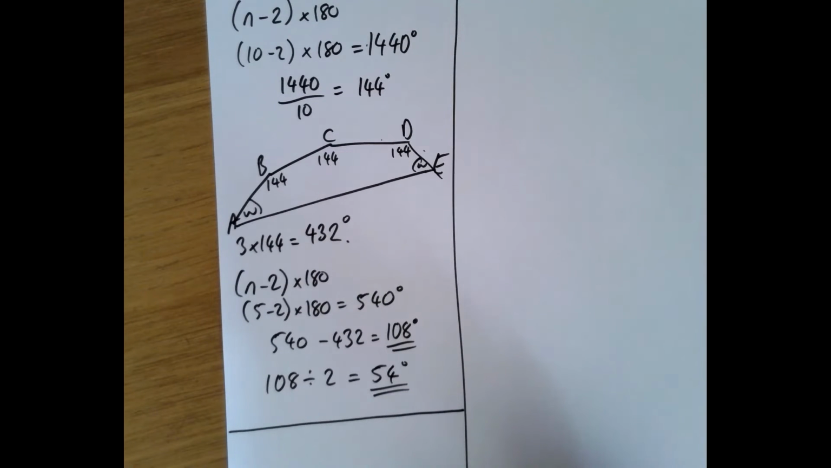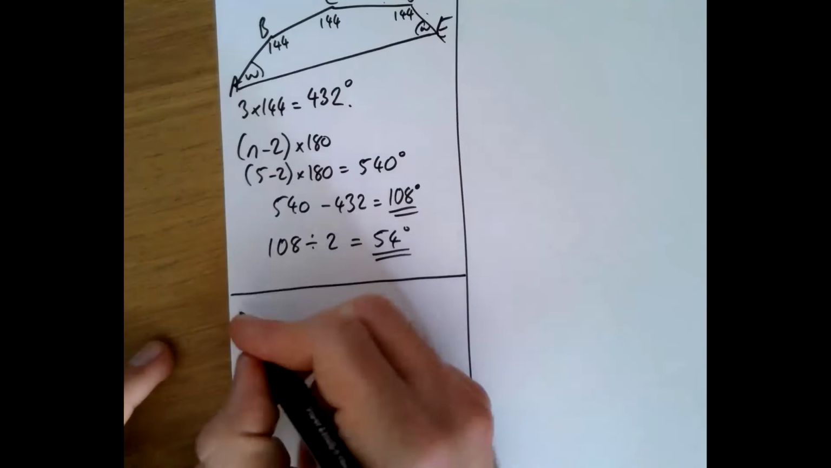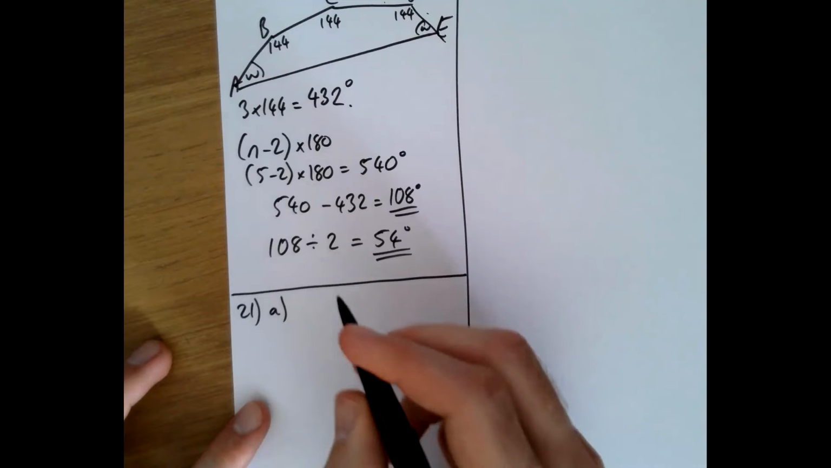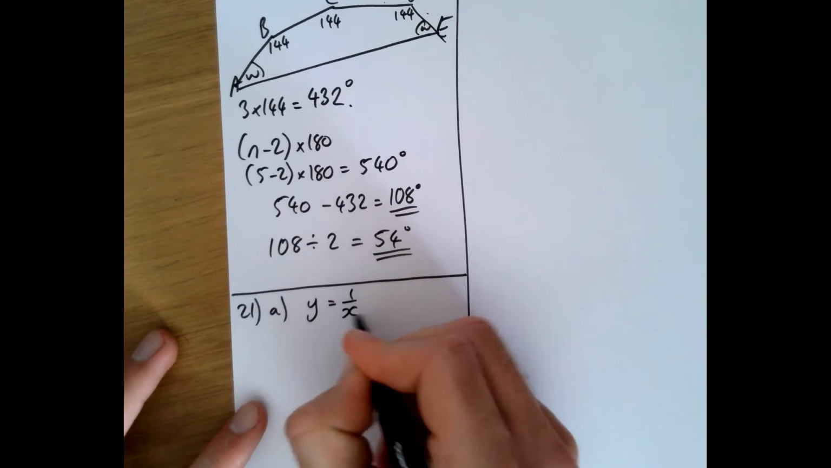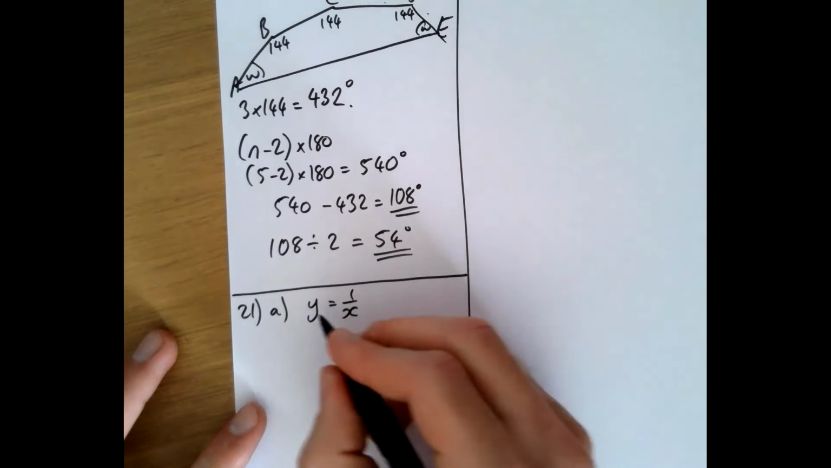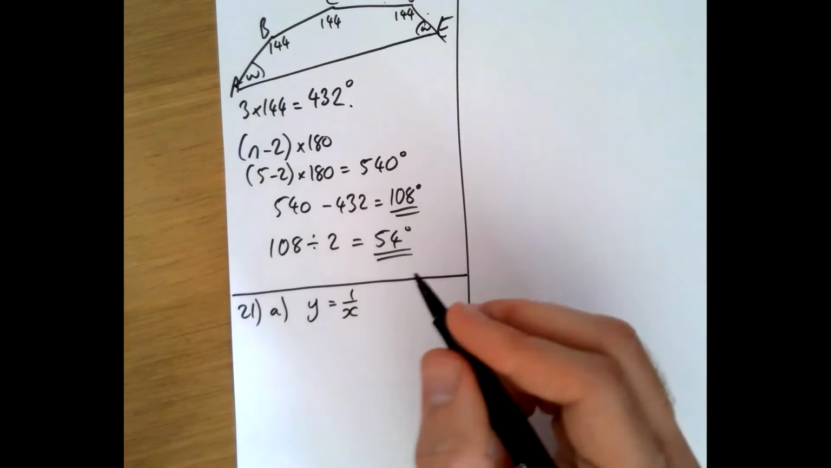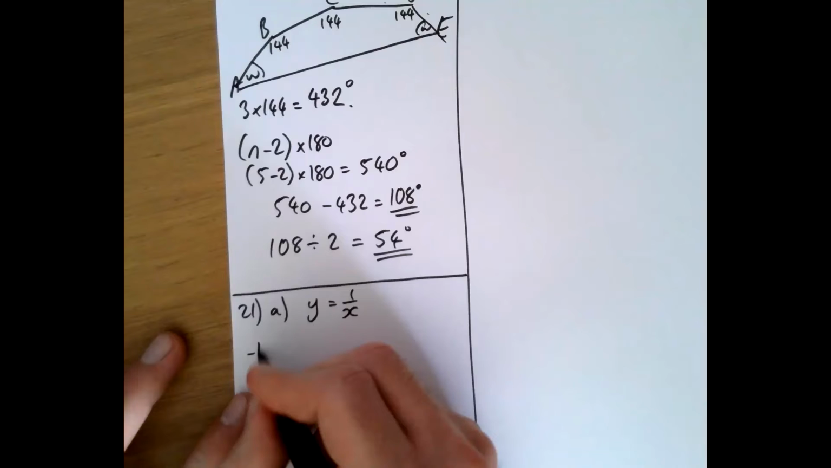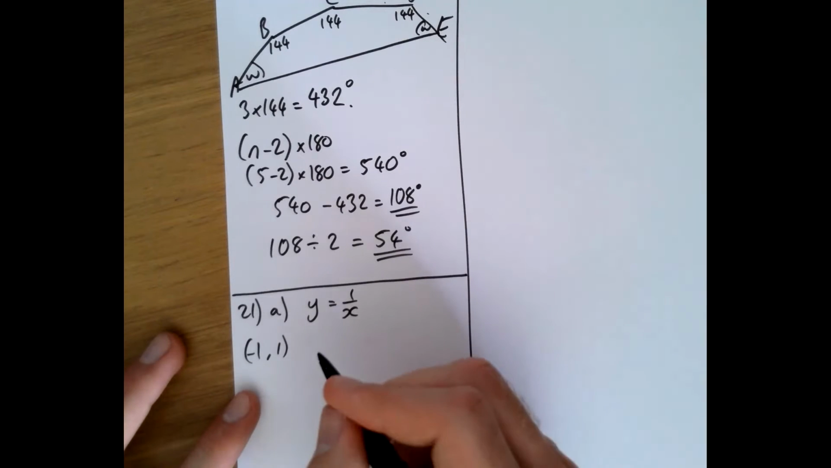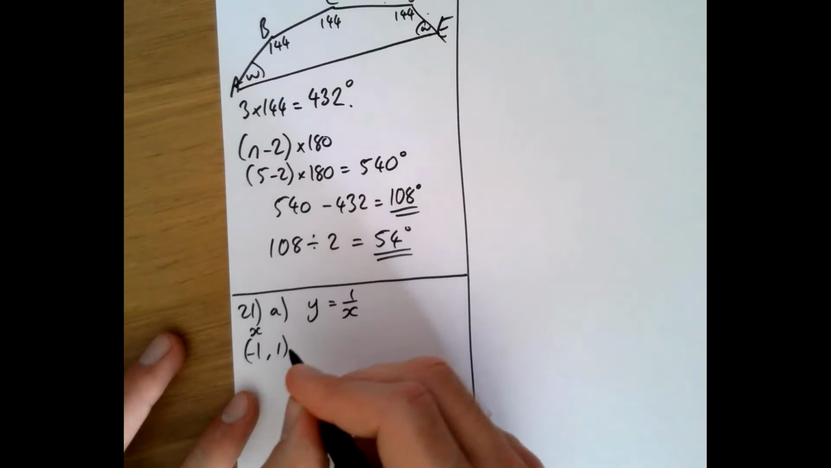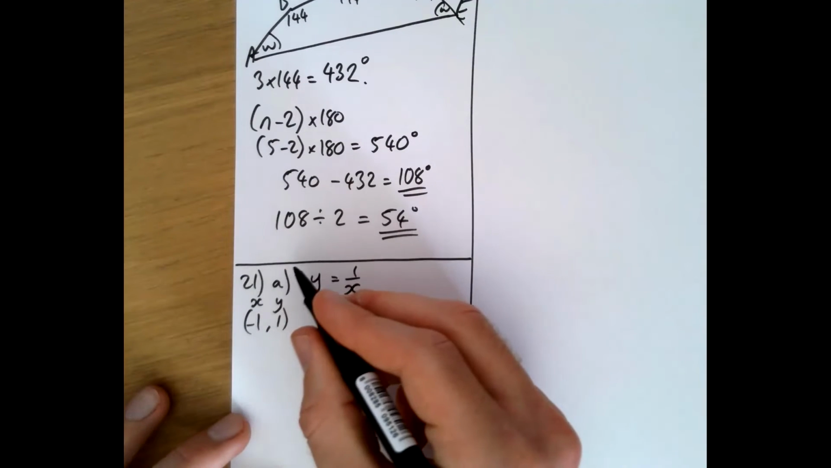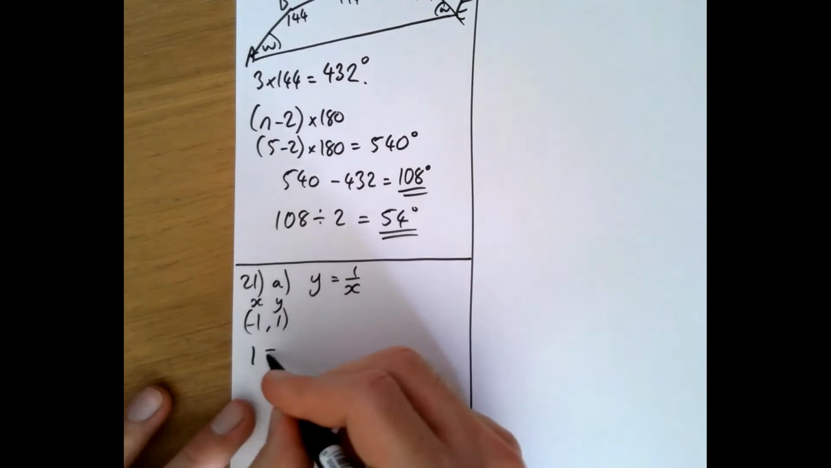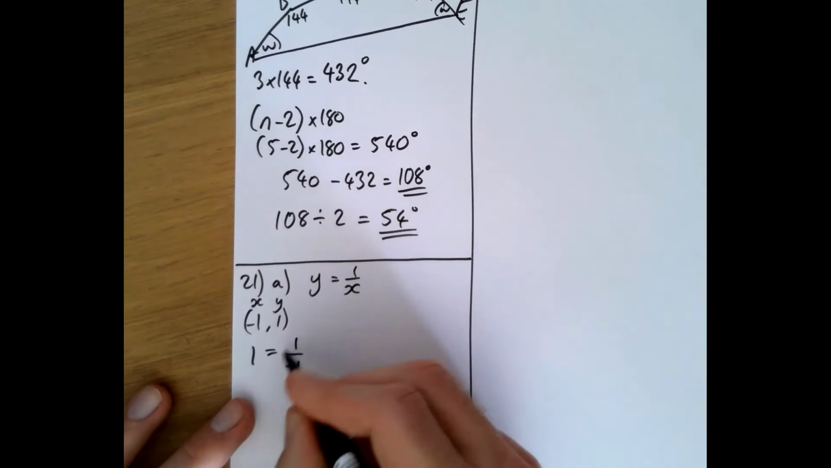Right, 21a. Circle the point on the graph that's on y equals 1 over x. So a lot of people don't understand that this actually has to work for the coordinates. That's the whole point. So if we've got the first one, minus 1, 1, the x coordinate's the first number, the y coordinate's the second number. So would that work if I substituted it in? 1 equals 1 over minus 1. No, that one doesn't work.